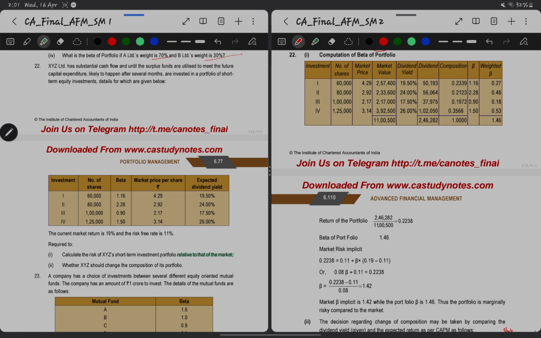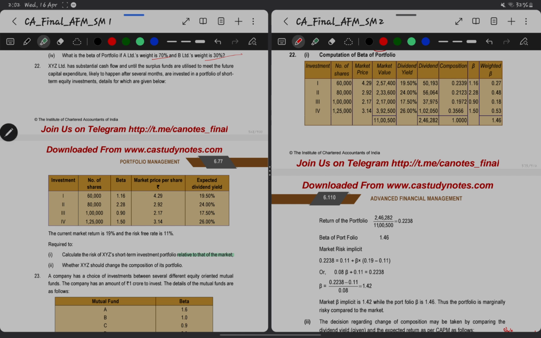Now, since we already have the beta of the 4 investments, we can take the weighted average. But here is the catch. They have given the number of shares and the market price, and the expected dividend is also given. Now we need a weight of the returns which we are getting from these investments, or else the weight of the shares also we can take.